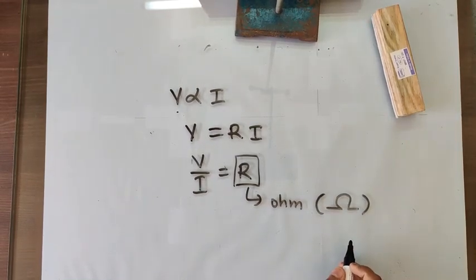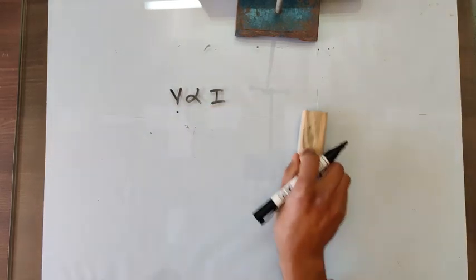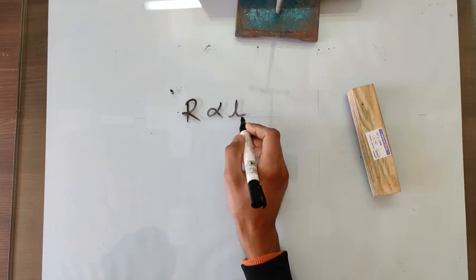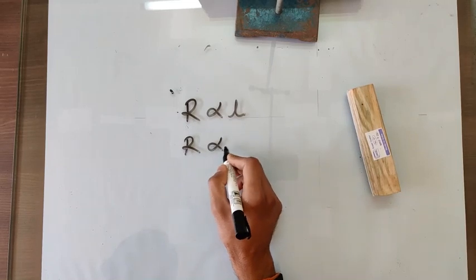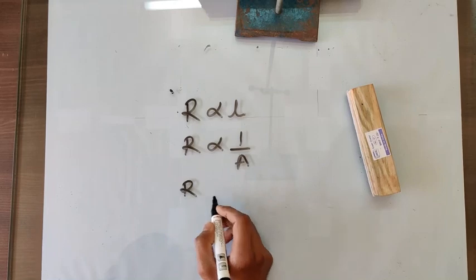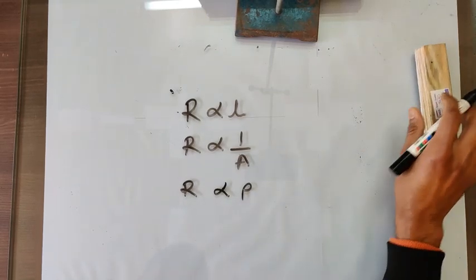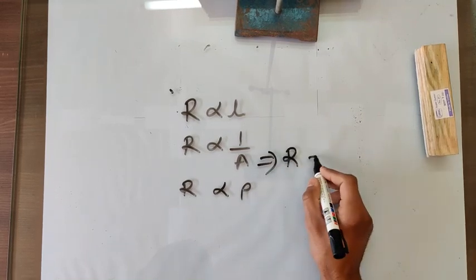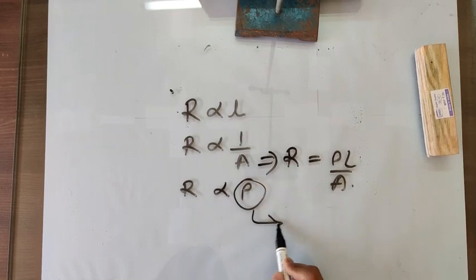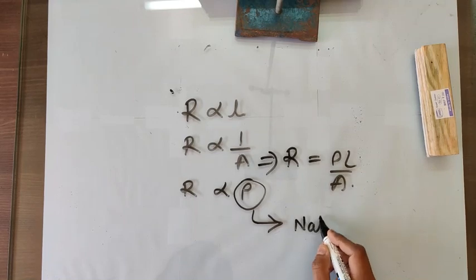The factors affecting the resistance are the following. First, length. Second, area of cross section. Third, nature of material. R equals rho L upon A. Rho denotes resistivity. Resistivity depends upon the nature of material.